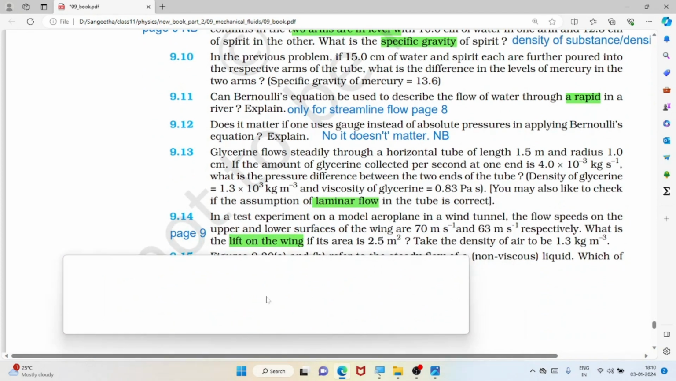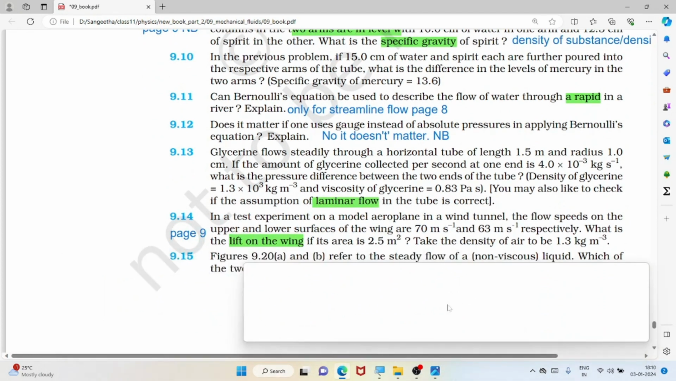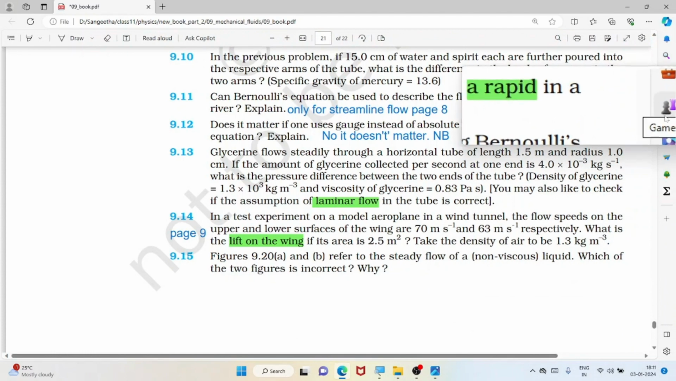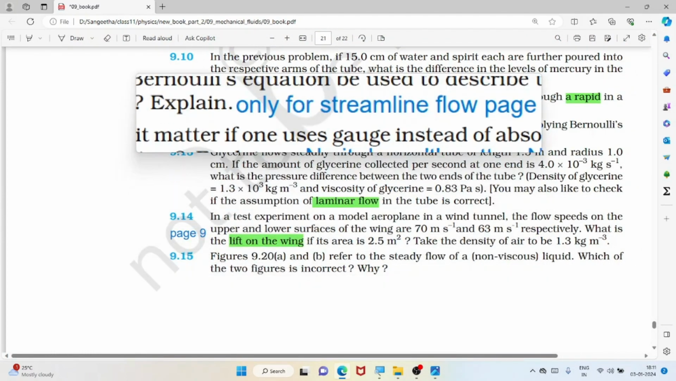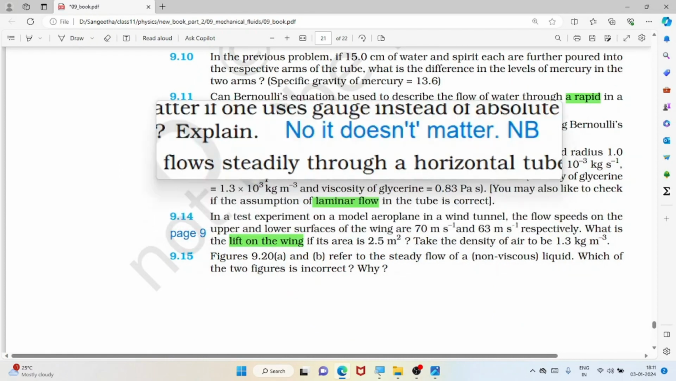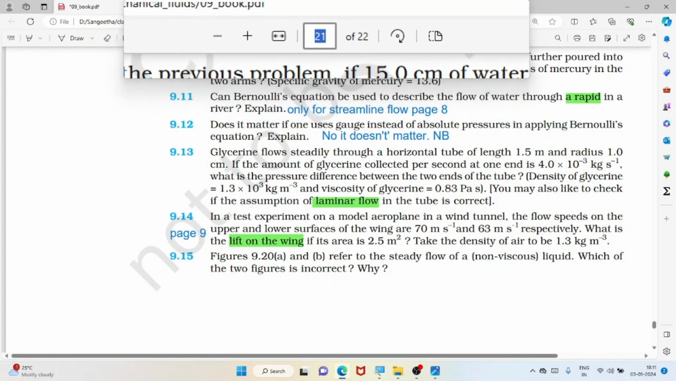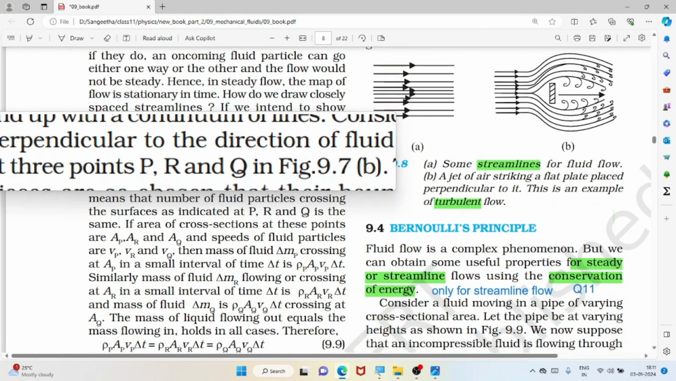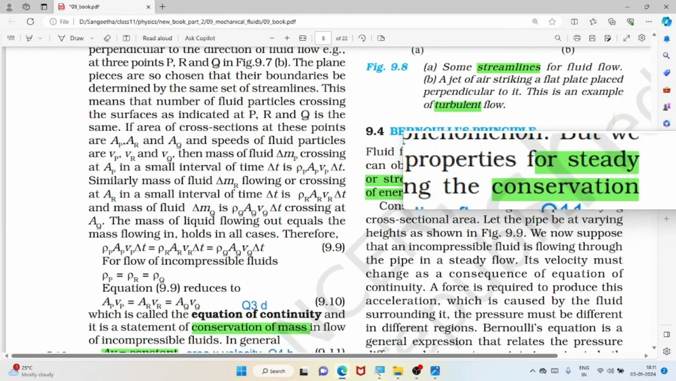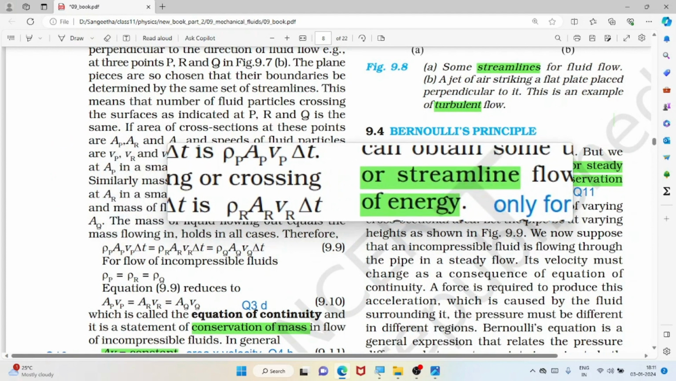Can Bernoulli's equation be used to describe the flow through a rapid in a river? That is a turbulent flow, so it is only applicable for streamline flow.